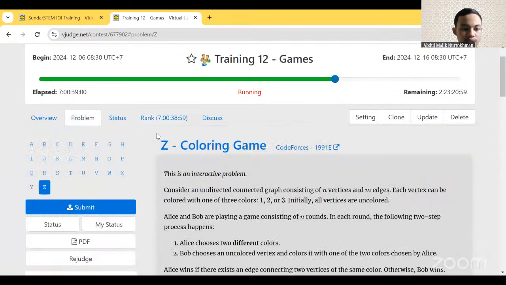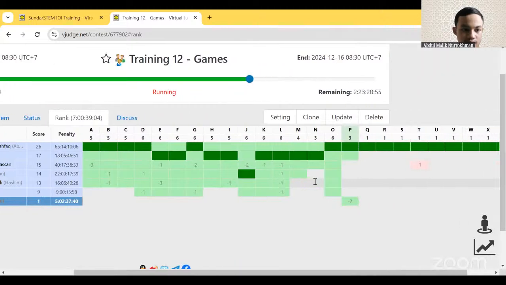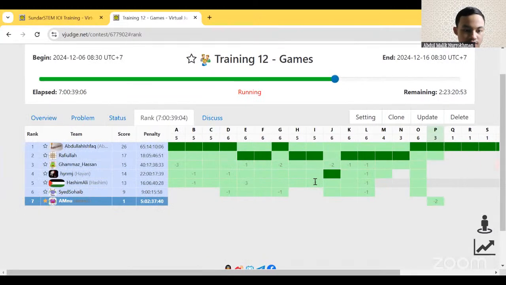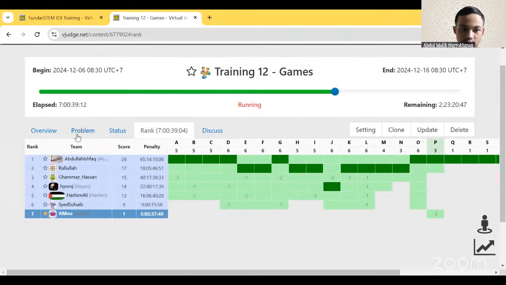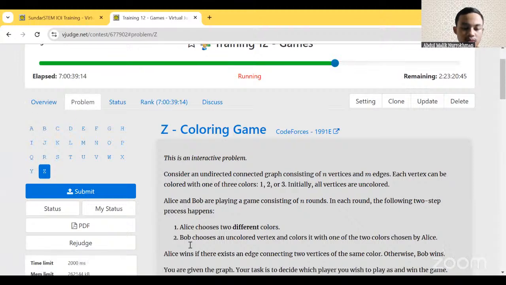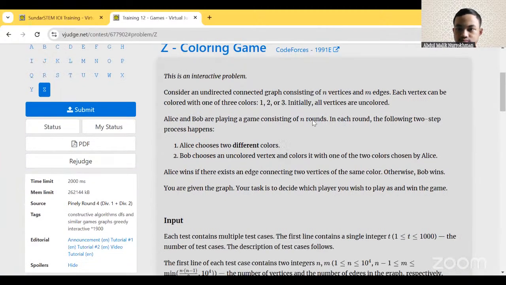So let's start with problem Z. Abdullah and Rafiullah already accepted the last problem, and the last problem is the only interactive problem in this contest. All right, this is an interactive problem.